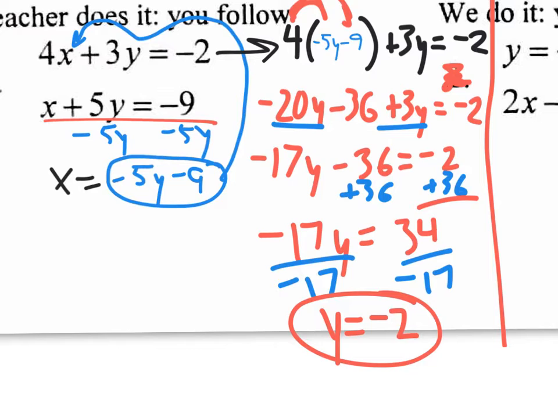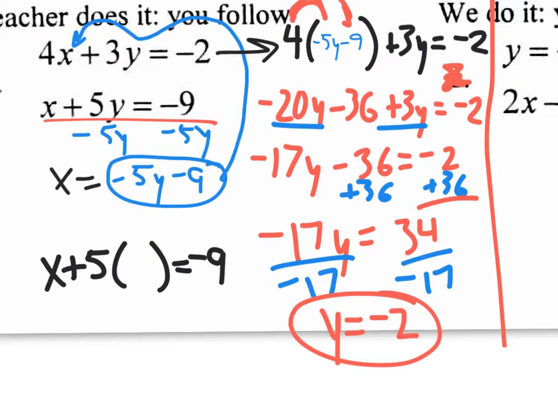Boom, we have a nice, beautiful answer, right? Now we have that answer. We need the other answer. What am I going to do to find the other answer? Plug it in into which one? Any one you want, right? So we either go with the top or the bottom. What do you say? Let's go with the bottom, right? So on the bottom we have x plus 5y equals negative 9.